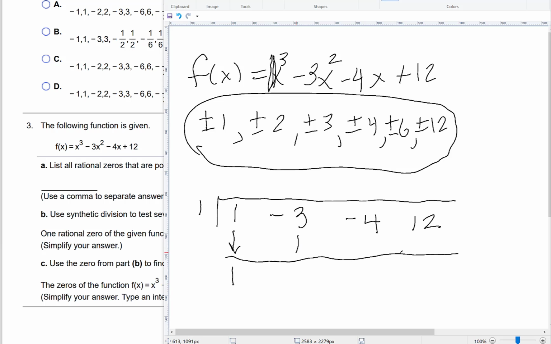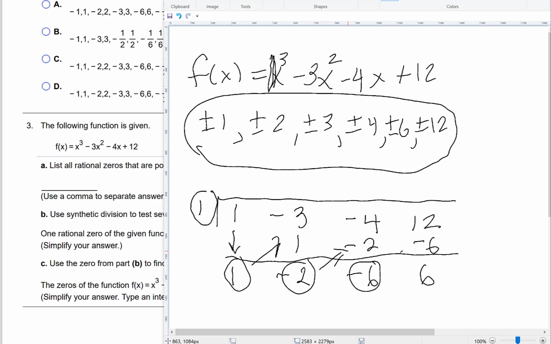1 times 1 is 1. You add, you get negative 2. 1 times negative 2 is negative 2. You add, you get negative 6. 1 times negative 6 is negative 6. You add, you get 6. Now it's this number that I multiply times each of these numbers and then put it here and then add straight up and down. Now, since this remainder is not 0, that means that this is not a 0 of the function.